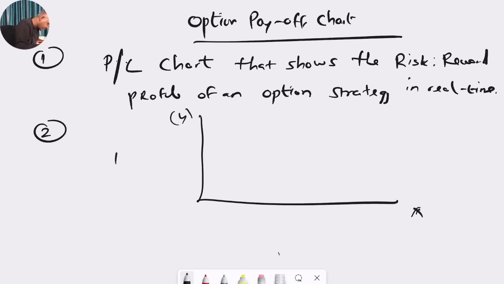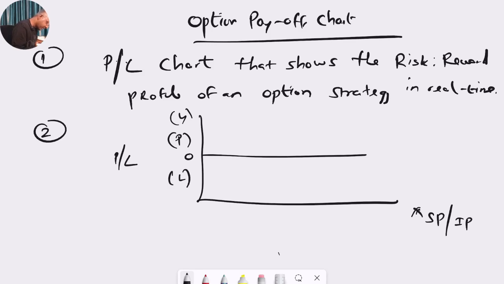The y-axis always represents the profit and loss, and the x-axis represents the stock price or index price. In case of, let's say, SBI, if the current market price is 640, then 630, 620, or 650, 660, 670, right? Whatever option strategy we create will be plotted in the middle and it will show us the risk reward profile of this option strategy, which we will discuss shortly.